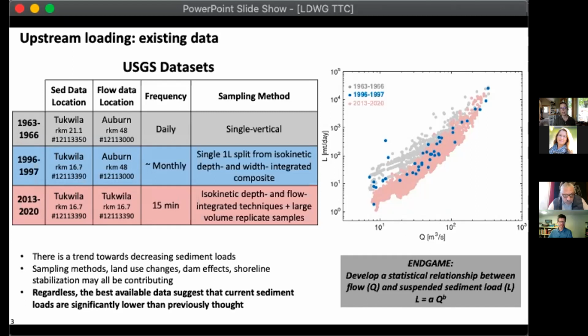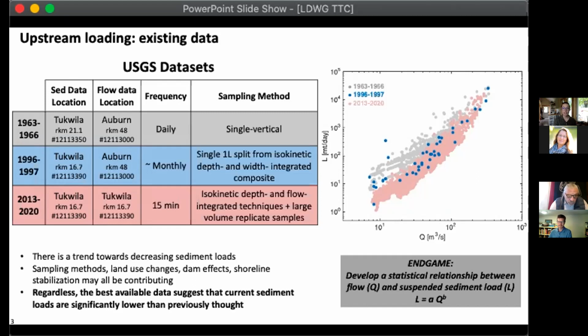Now, a couple of things about these three data sets. The 60s and 90s data, which is the gray and the blue, were used in the past with flows from the Auburn gauging station, but I'm plotting them here against Tukwila for two reasons. First, to better be able to compare them to the 2010s data, and second, because the ultimate goal here is to estimate the loads into the estuary, and flows at Tukwila can be up to 10% greater than those at Auburn. The 2010s data I've detided and daily averaged so that this plot with all three data sets on the right here is as apples to apples a comparison as possible.